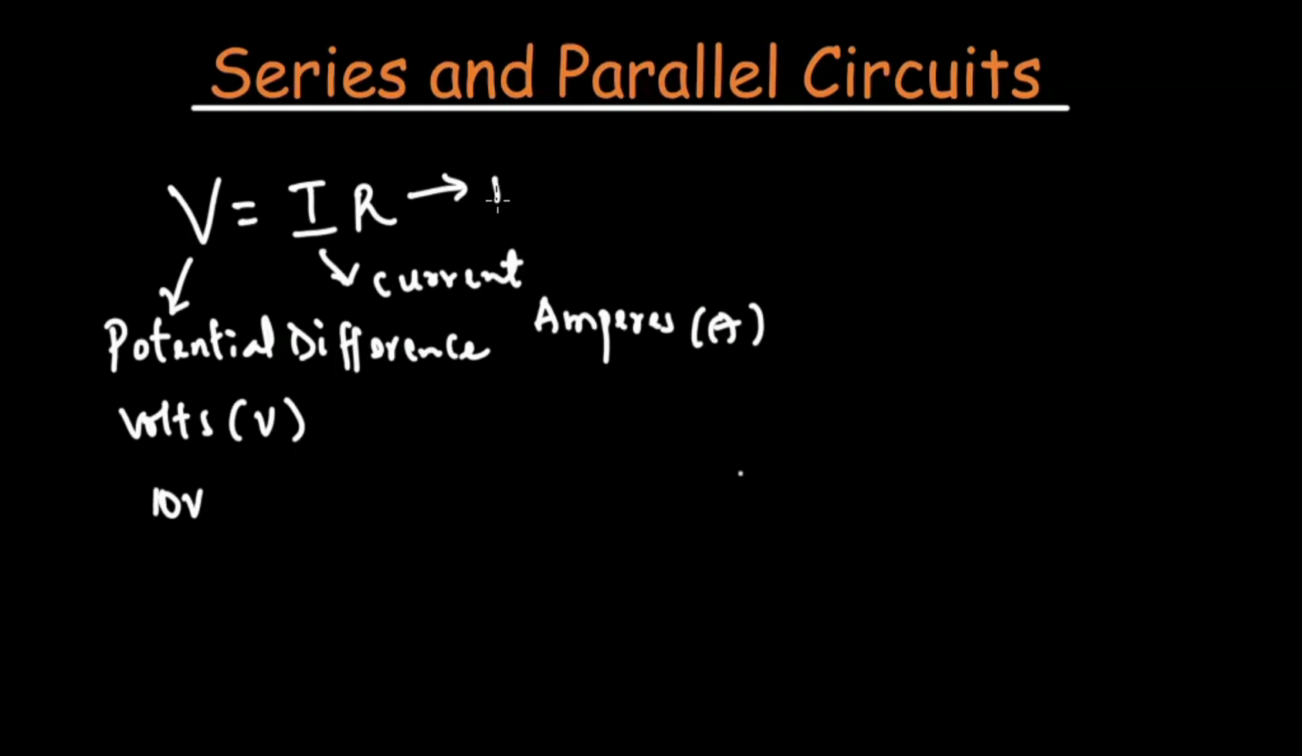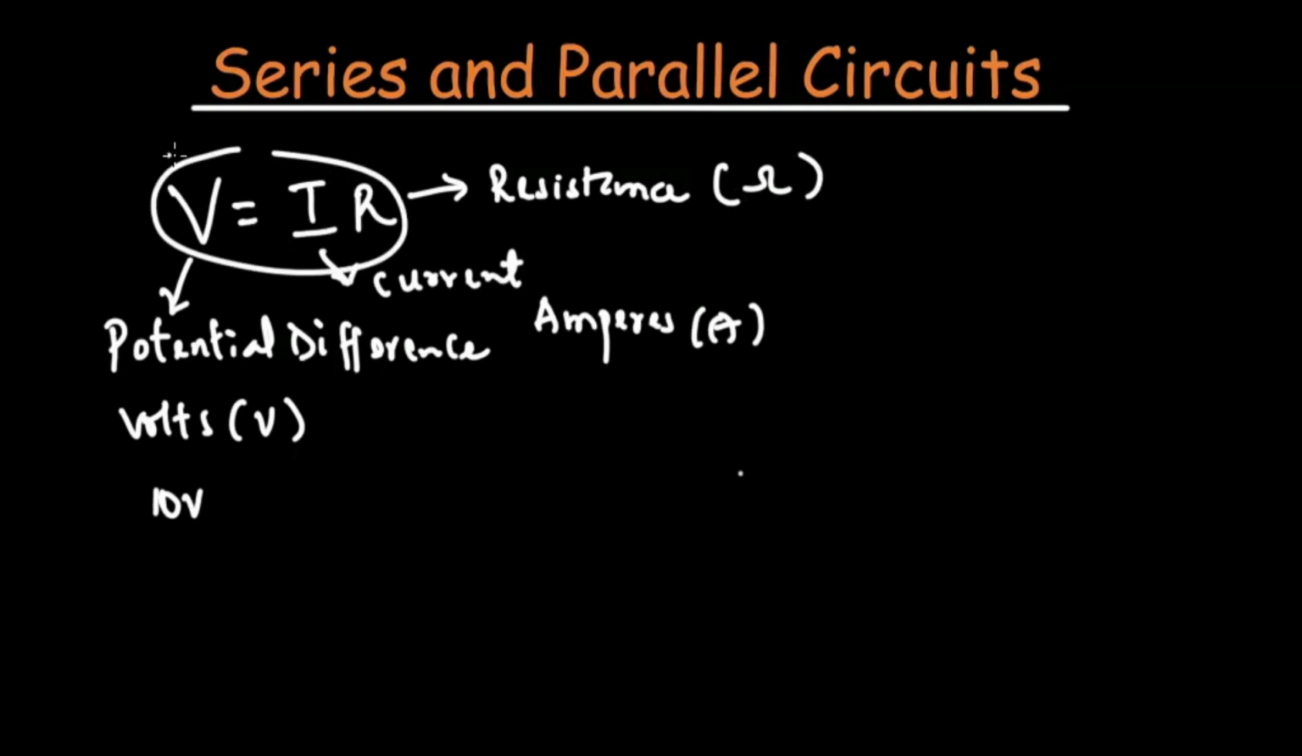And this is your resistance with the unit ohms. And this formula was gotten from a law called Ohm's law. Ohm's law states that the current passing through a metallic conductor is directly proportional to the potential difference between its ends, provided that all conditions are met. And so we can also see that your current and your voltage are directly proportional.